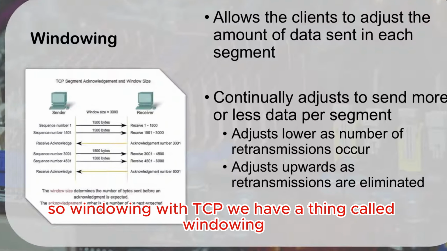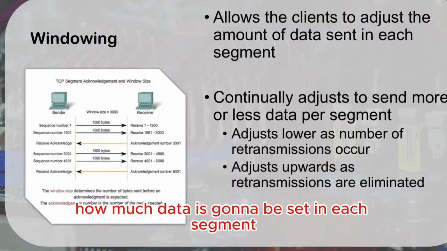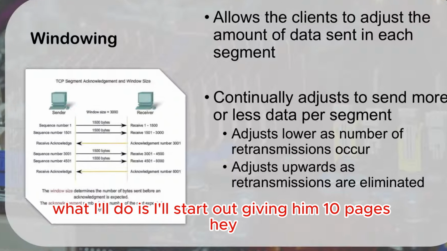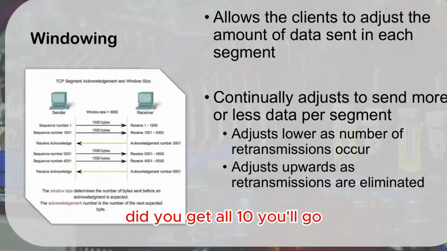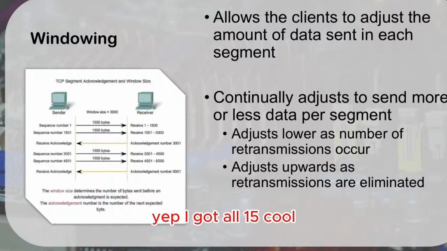So windowing. With TCP, we have a thing called windowing. And what it does is it allows the clients to negotiate how much data is going to be sent in each segment. So again, we'll use that book example, and send that 100 pages back there to Nick. What I'll do is I'll start out giving him 10 pages. And he'll go, hey, did you get all 10? He'll go, yep, I got all 10. I'll go, cool. Let me try 15. Did you get all 15? Yep, I got all 15. Cool, let me try 20.